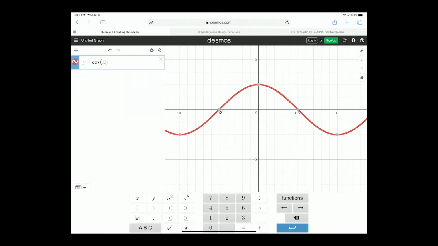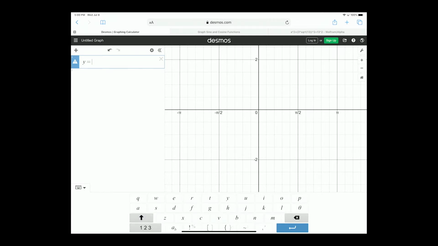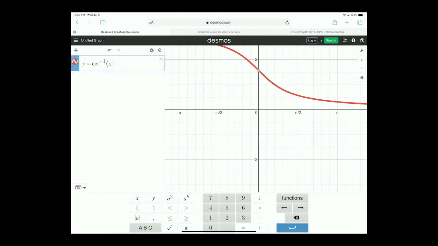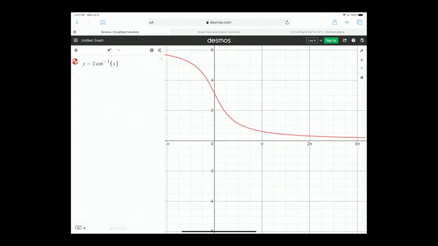So if you go to Desmos to look at what that looks like, we can type in the arc cotangent, right? That's probably the easiest way to type it. So I'll go ABC. Oh wait, maybe it's in here. Functions. Oh, they do have it. Okay. Cotangent x here, and it's 2 cotangent, so I put a 2 in front. Okay, there it is. So this is the curve, right?